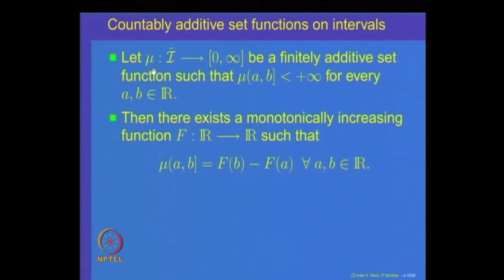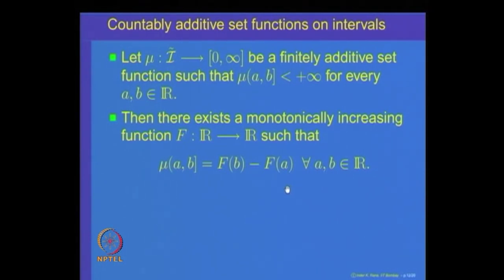So, what we want to show is that if mu is given to be a finitely additive set function on the class of all left open, right closed intervals, with the property that mu of a finite interval is finite, then this must be given by a monotonically increasing function f with the relation that mu of a b is nothing but f of b minus f of a. And keep in mind, if mu is the length function, then the obvious choice for f is the identity function y equal to x. Then it will be equal to b minus a. So, in some sense we are generalizing the length function. That means, if mu is any finitely additive set function, then it must be given by this.